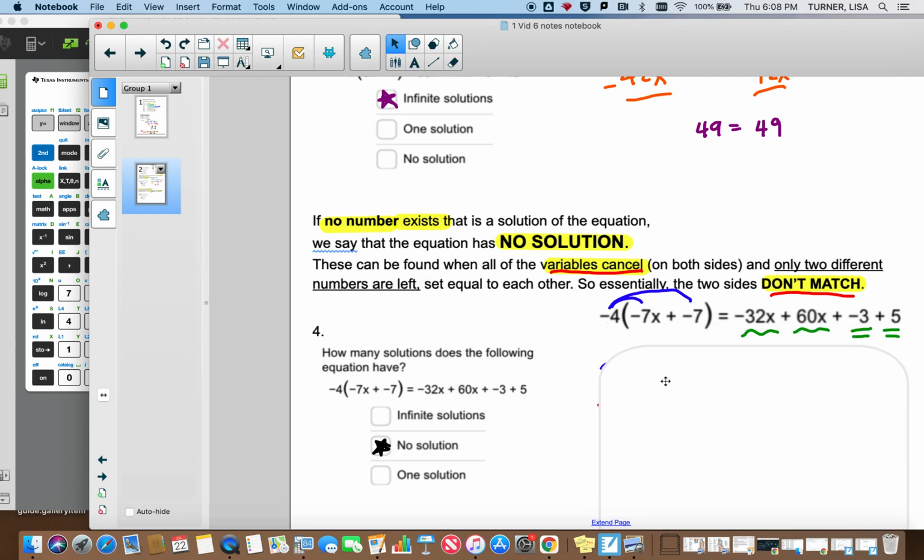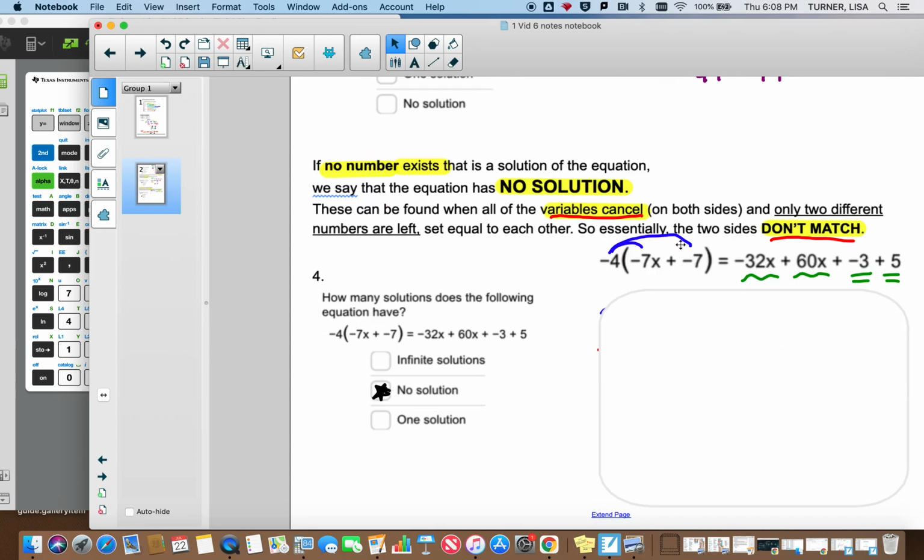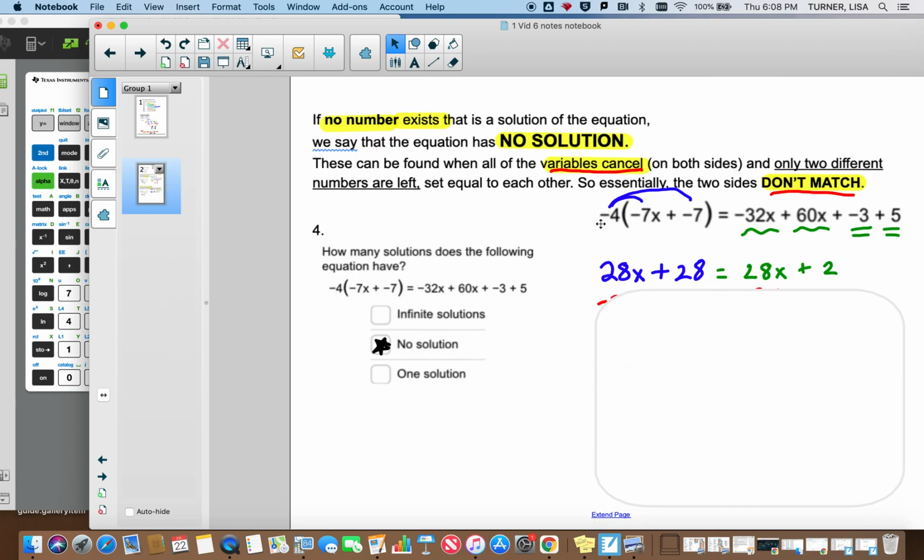So again, you're going to be distributing on the left and then combining like terms on the right. So -4 times -7x is 28x's, and then plus 28 when I distribute a -4 times a -7. And then again, when I use my calculator, I'll type in -32 plus 60, and I got 28x's. But when I add these two like terms, I only get a 2. All right, so these don't match, all right? And so I might keep going. A lot of us do keep going.